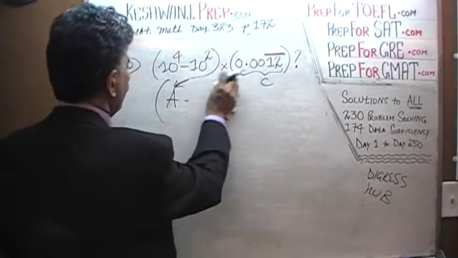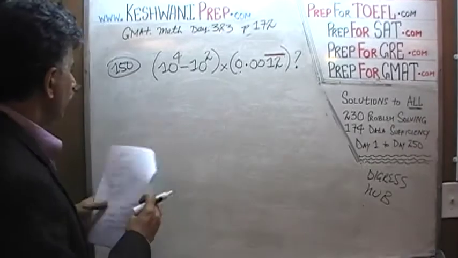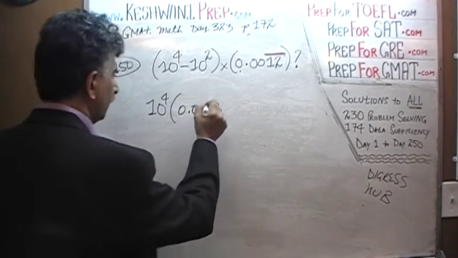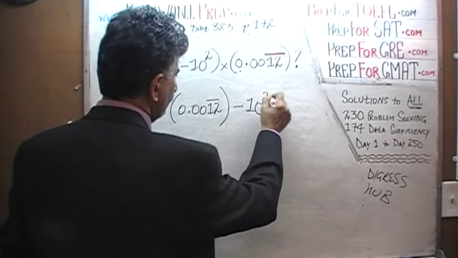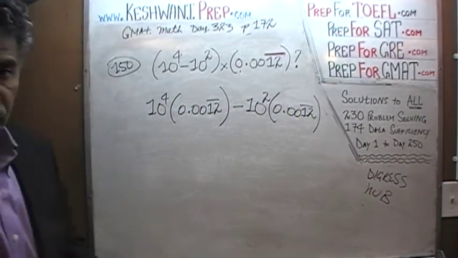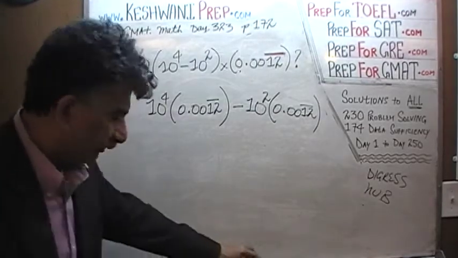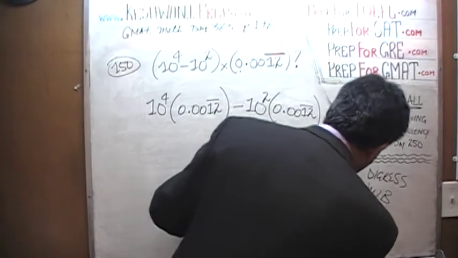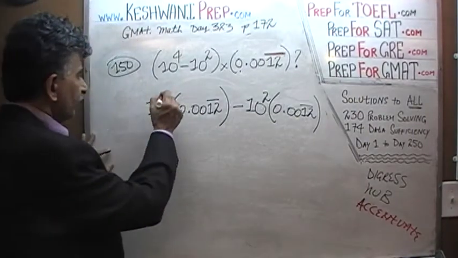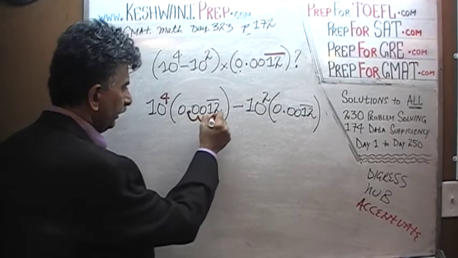Let's do it together, shall we? So it's going to be 10 raised to 4 times 0.0012 repeating, minus 10 raised to 2 times 0.0012 repeating. Are you with me still in this story? It's very important that you stay in this story. 10 raised to 4 tells us that we have to move this decimal 4 places. 1, 2, 3, and 4.